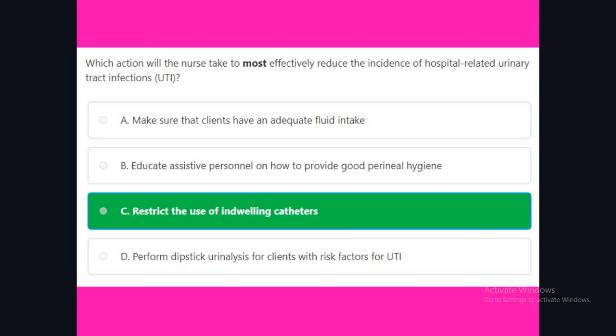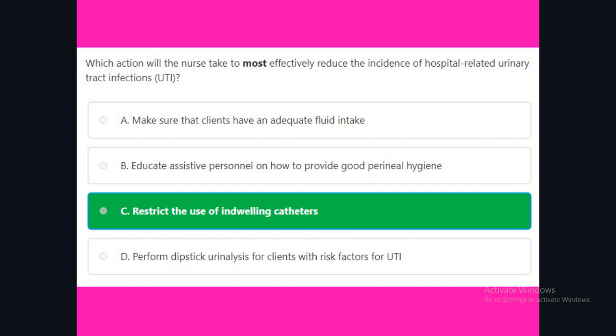Which action will the nurse take to most effectively reduce the incidence of hospital-related urinary tract infections? The options are: make sure the client has adequate fluid levels, educate assistive personnel on how to provide good perineal hygiene, restrict the use of indwelling catheters, perform dipstick urinalysis for clients with risk factors for UTI.